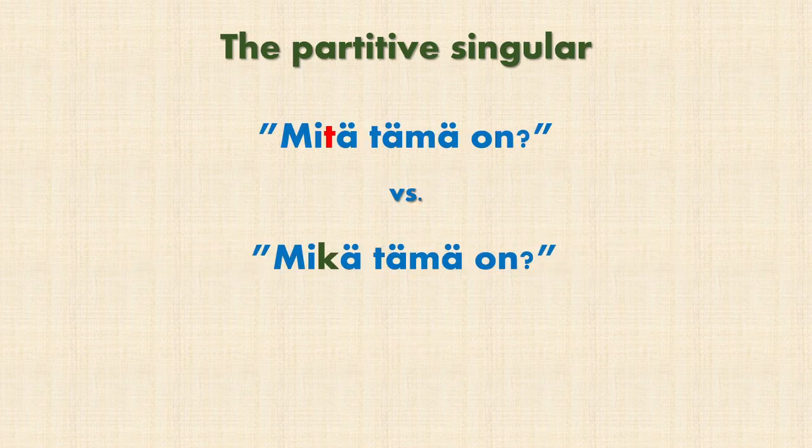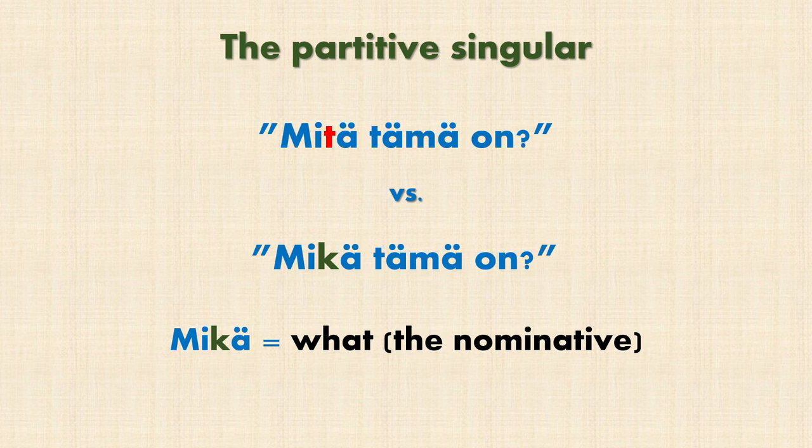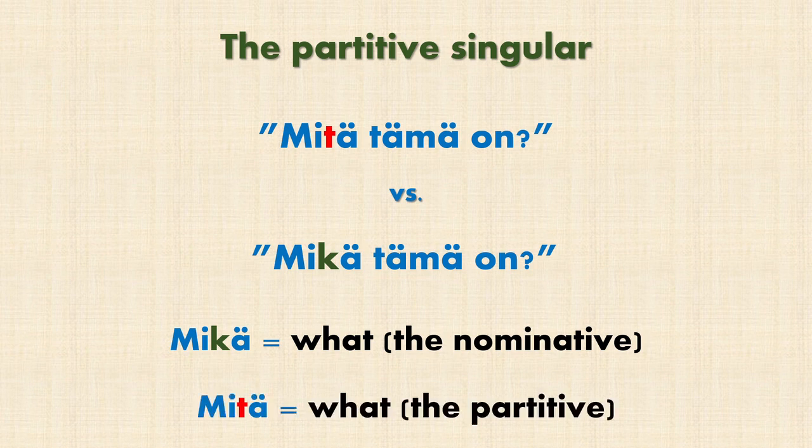If you've ever wondered about the difference between the questions Mitä tämä on and Mikä tämä on, then I'm about to shed some light on it. Mikä is what in the nominative, in the basic form. Mitä is what in the partitive form.